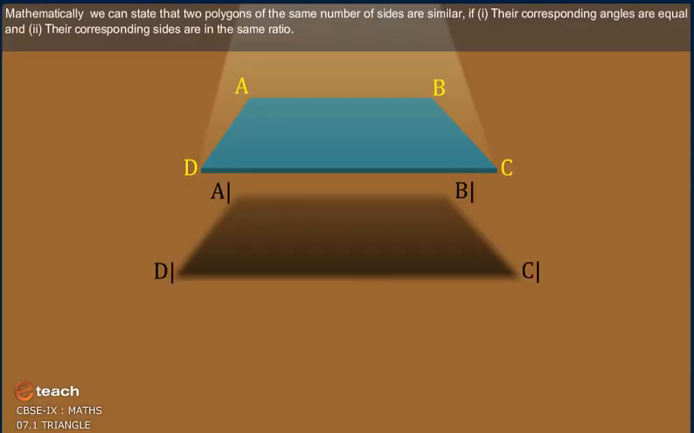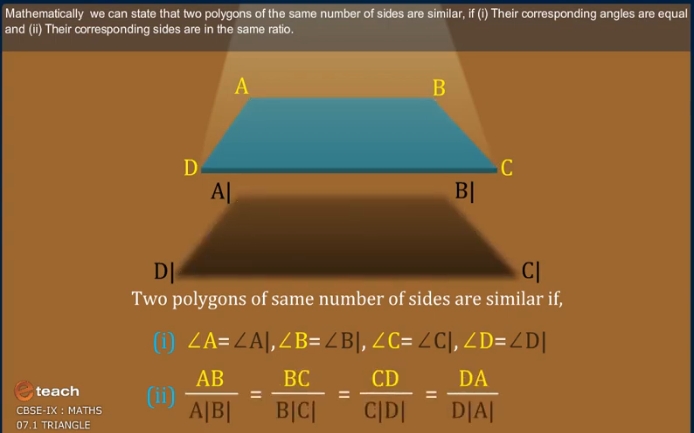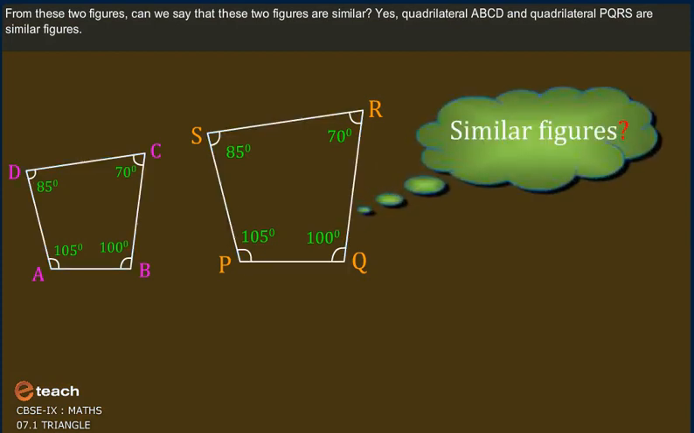Mathematically, we can state that two polygons of the same number of sides are similar if, one, their corresponding angles are equal, and two, their corresponding sides are in the same ratio. From these two figures, can we say that these two figures are similar? Yes. Quadrilateral ABCD and quadrilateral PQRS are similar figures.